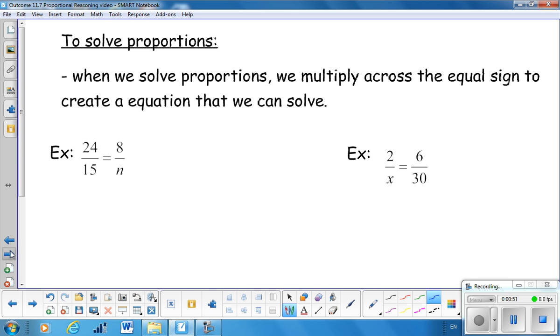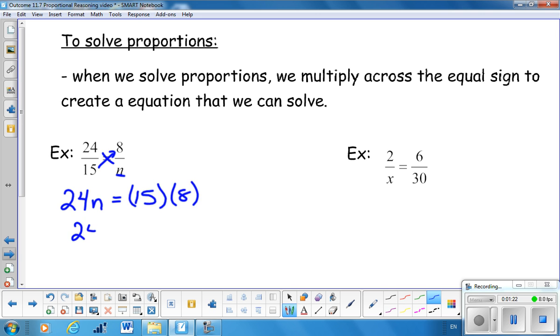So in these proportions, we're missing one of the four quantities. In this first one, we're missing this one down here, and so we've put in the variable n. The goal is to figure out what number could replace n. To figure it out, we are going to multiply across the equal sign. So 24 multiplied by n is equal to, and then we're going to multiply this way across our equal sign, 15 times 8.